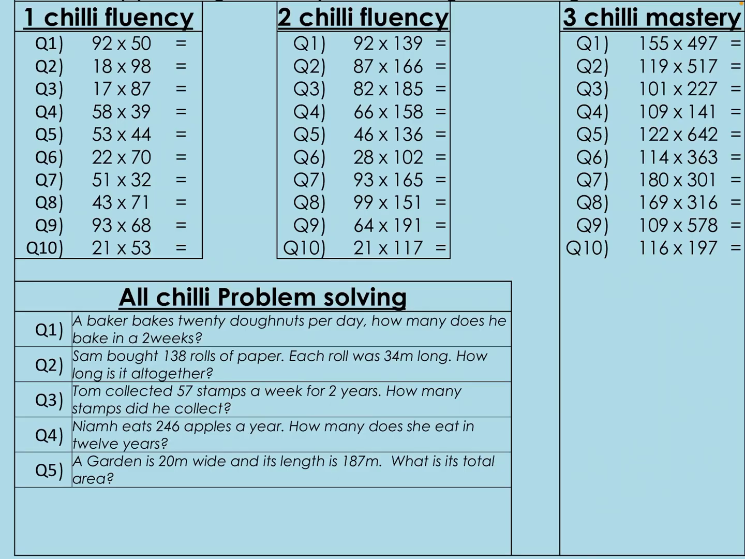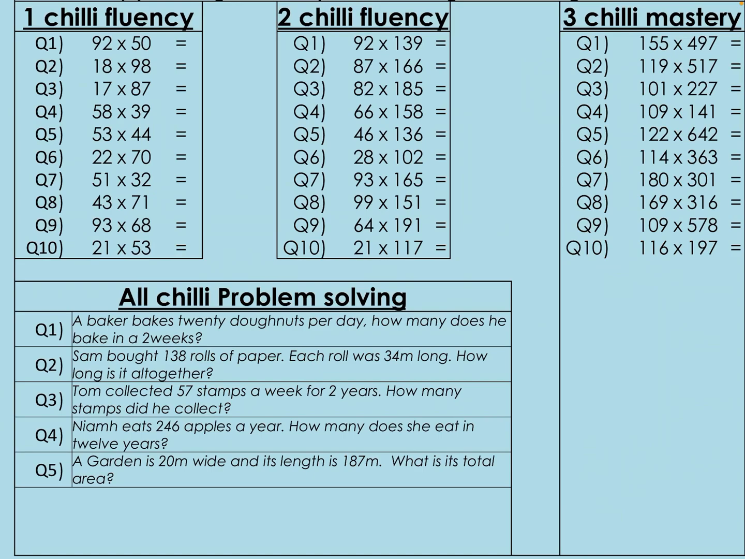So, what I want you to do, here are your questions. Pause this screen. If you're doing your 1 chili, give these questions a go. This is our fluency question, so this is when we're learning our method. There is our 2 chili fluency. You'll notice in our 1 chili, we're still doing 2 digit by 2 digit. Now in our 2 chili, we are doing 2 digit by 3 digit. Now, this is still the same, but we just added an extra step. So if you're doing your area model, you might add an extra row or an extra column.